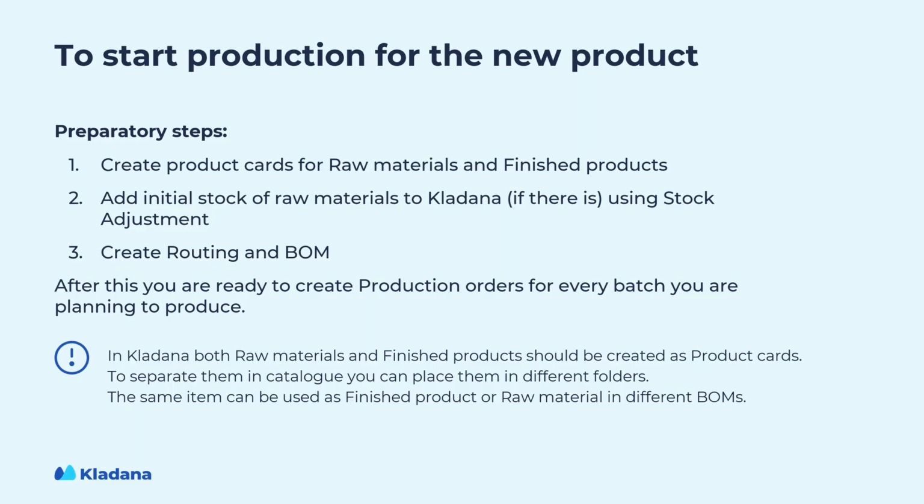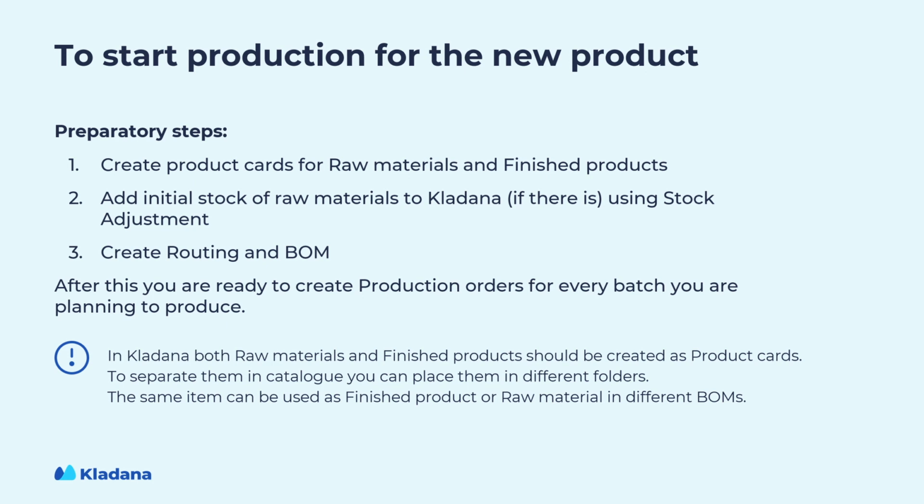To start the manufacturing process for the new product, we need to make some preparations. Create product cards for raw materials and finished goods. If we have initial stock for raw materials, add this stock to Kladana using stock adjustment. Create routing and bills of materials.